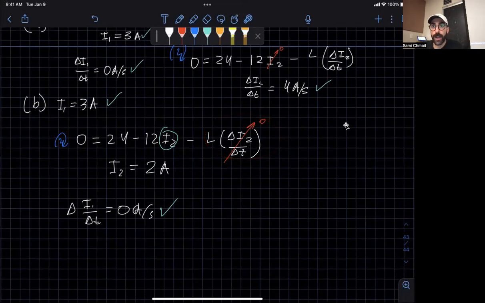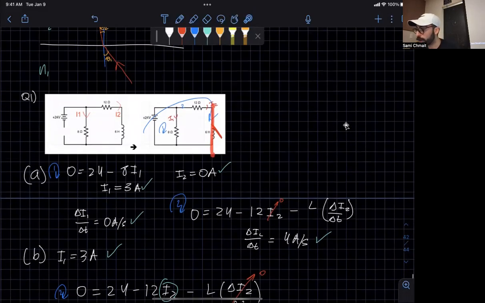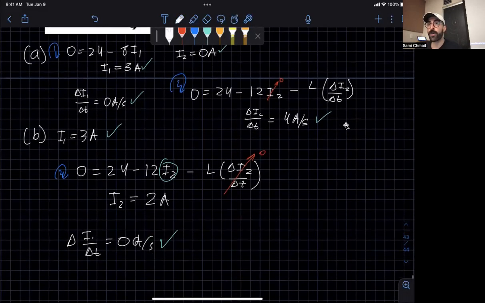It's a wire. At steady state, an inductor acts like a wire. That means the current going through it, you treat it like a wire. It's going straight through like that. So therefore, there's going to be no change at steady state. So ΔI2 over Δt is equal to 0 amps per second.